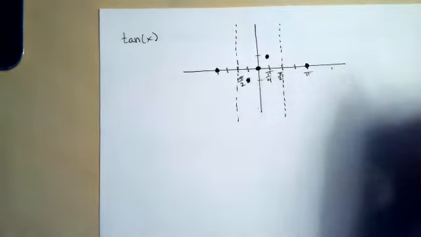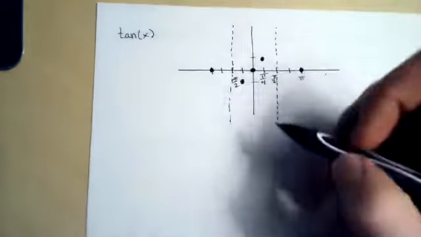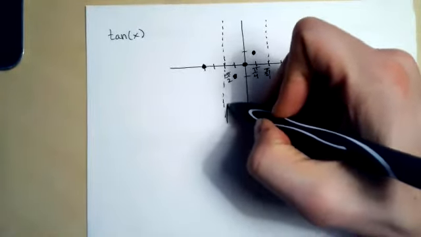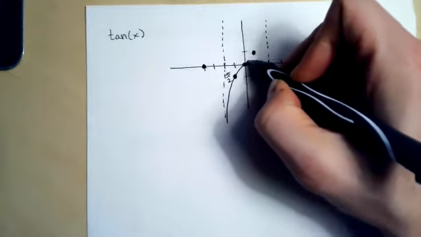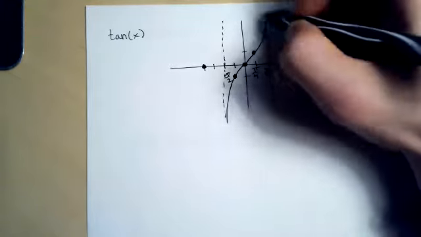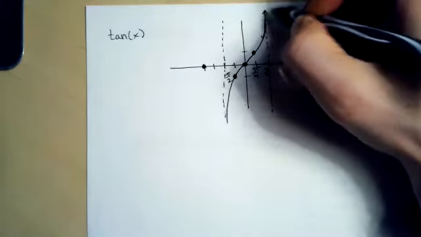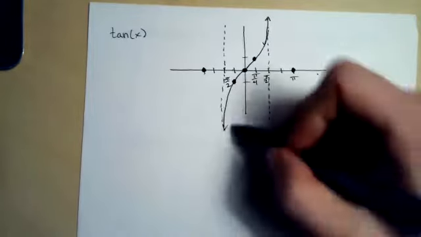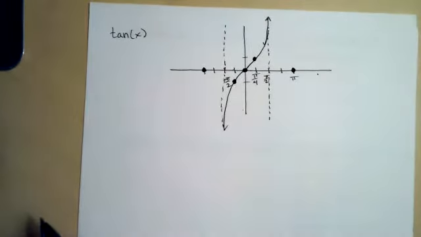But the graph between them is going to be a little bit curved, not quite a straight line. So now it's just going to look like a cubic, and then curve a little bit, and then trace the asymptotes. Just like that. And this is one cycle of tangent.